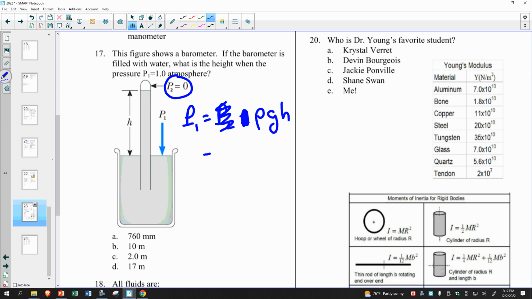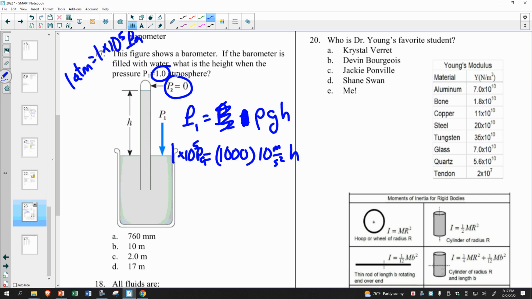Now, I can calculate that P. Rho is 1,000. That's the density of water. That's on your equation sheet. g is 10 meters per second squared. h is what I'm looking for. And probably the mistake that you made is that you put in 1 right here, because after all, it does say that the pressure is 1, but it's 1 atmosphere. And an atmosphere is 1 times 10 to the 5th pascals. 1 atmosphere is equal to 1 times 10 to the 5th pascals. I think that conversion is on your equation sheet, but you just had to know to use it.